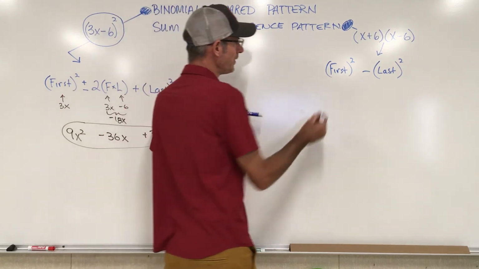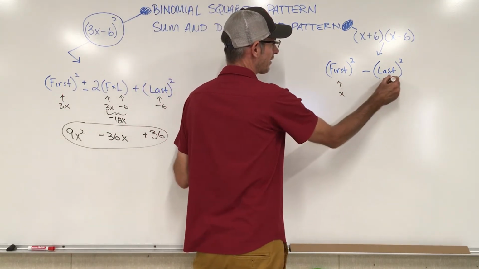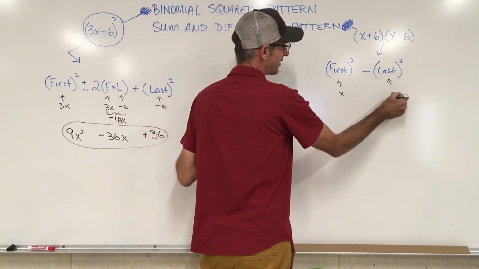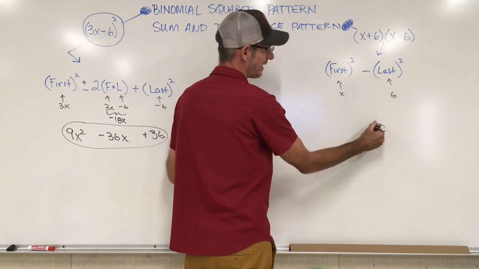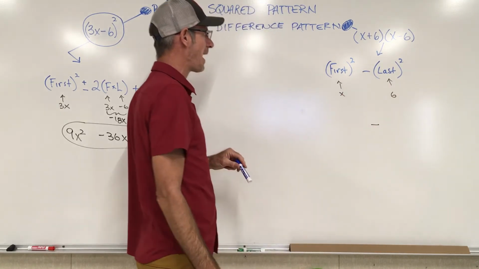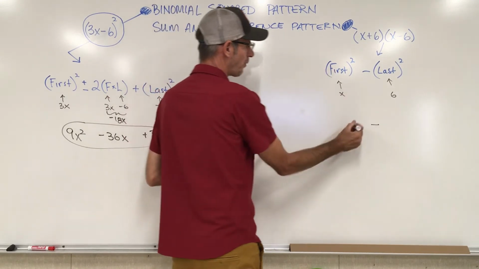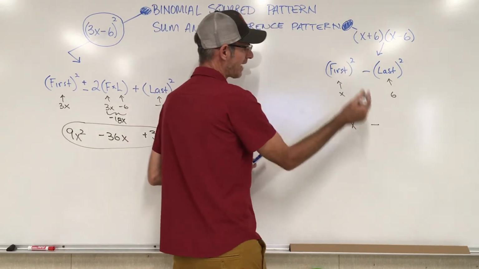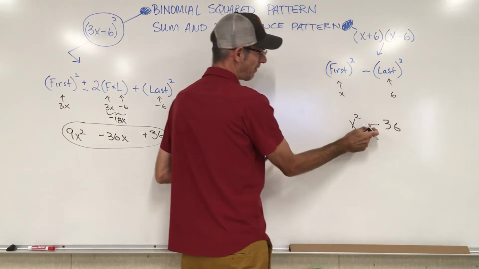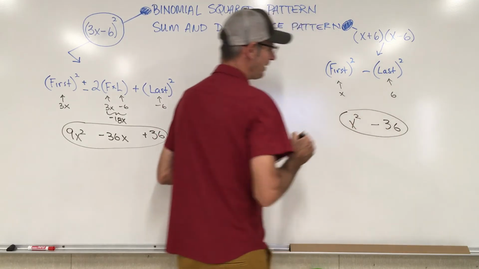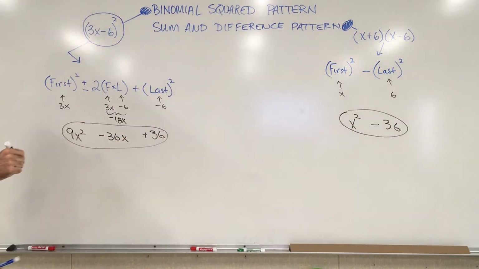In our problem, our first is an x and our last is a 6. We know we're always going to have a negative in the middle on a sum and difference pattern. So our first squared is x squared and our last squared is 36. We have our minus sign in the middle. That would be the answer right there.